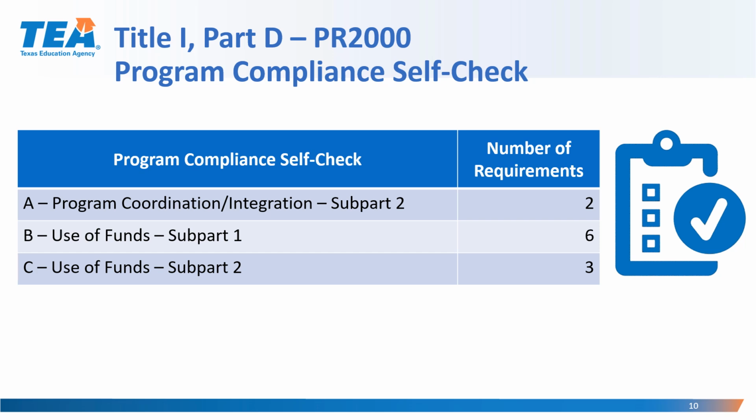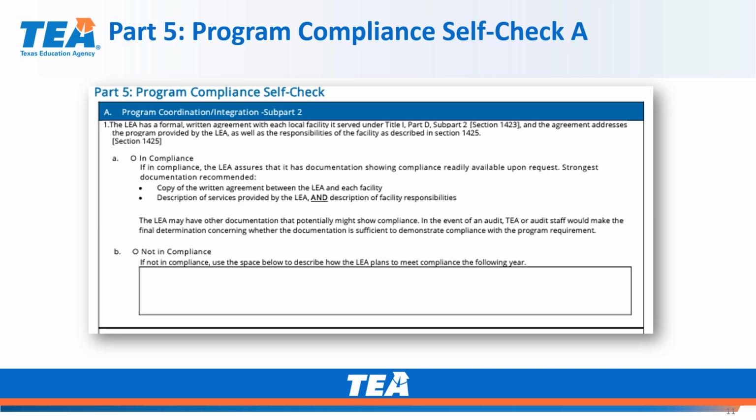Part 5 is the program compliance self-check section. In this section, state agencies and LEAs will indicate compliance with program requirements. The first compliance self-check deals with program coordination integration for Subpart 2. The requirement is establishing a formal agreement with each local facility served under Title I Part D Subpart 2, and such agreement addresses the program provided by the LEA as well as the responsibilities of the facility.